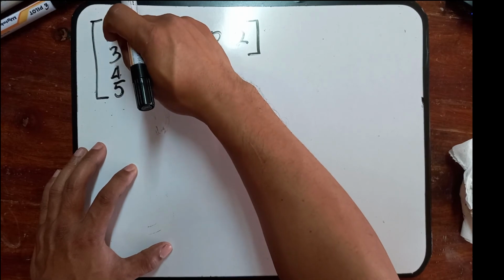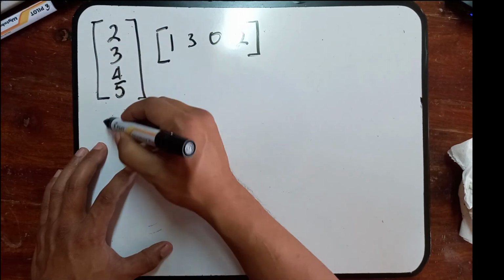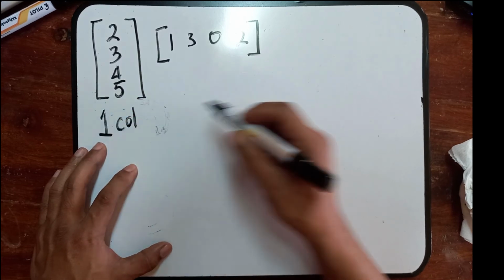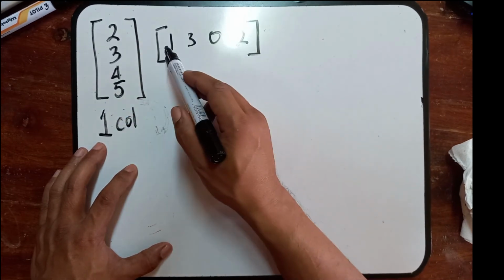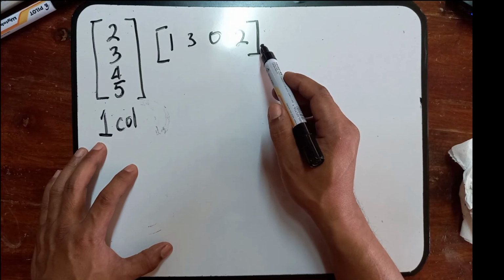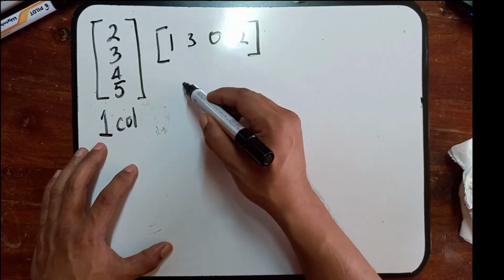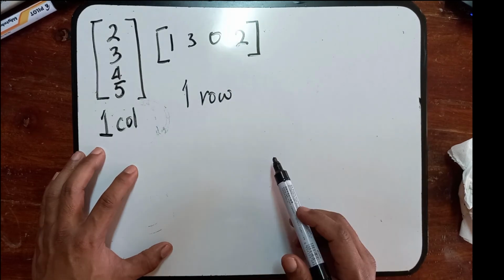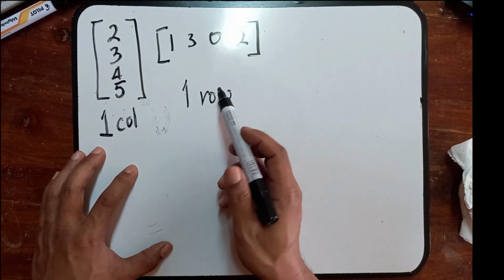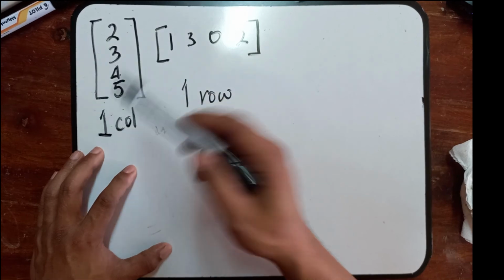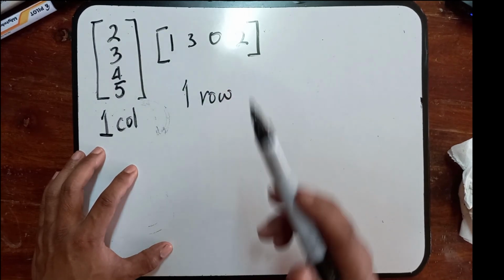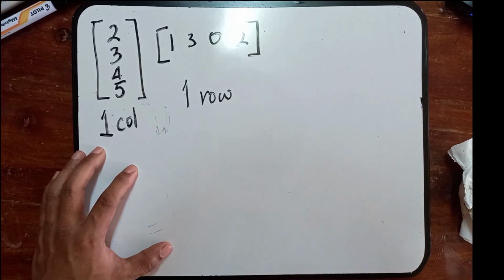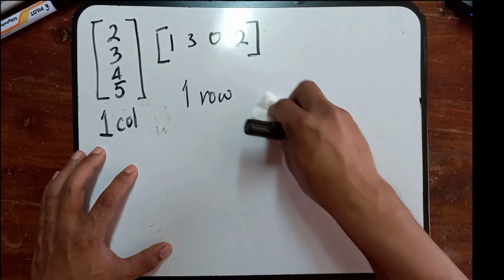How many columns do we have here? One column. So we have one column here. And then how many rows do we have here? So number of rows, we have one row. So let's check. Are they equal? Yes, because the number of columns is the same as the number of rows for the second matrix. So meaning we can legally multiply these two matrices. Okay, so let's perform multiplication now.